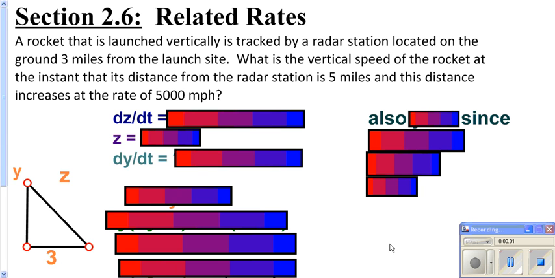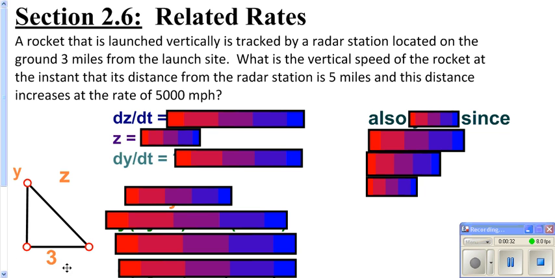Related rates. We're going to take a look at an example with related rates as we look at a rocket being launched from a launch pad, being tracked by a radar station 3 miles away. We're wondering what the vertical speed is when the distance from the radar station is 5 miles and the distance is increasing at 5,000 miles an hour.